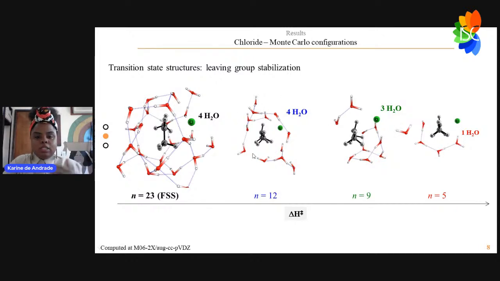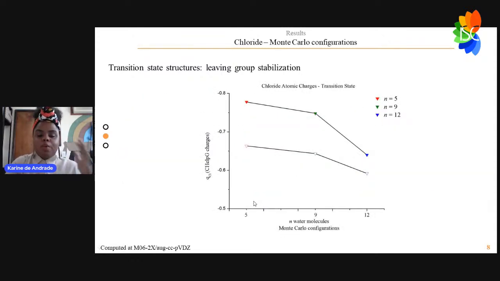So this is probably the reason why there is no change in the energy barrier with 12 and 23 water molecules. To confirm, the CHelpG atomic charge agreed with our result, our hypothesis about leaving group stabilization. As the number of water molecules increases, the atomic charge in the chloride at the transition state reduces.